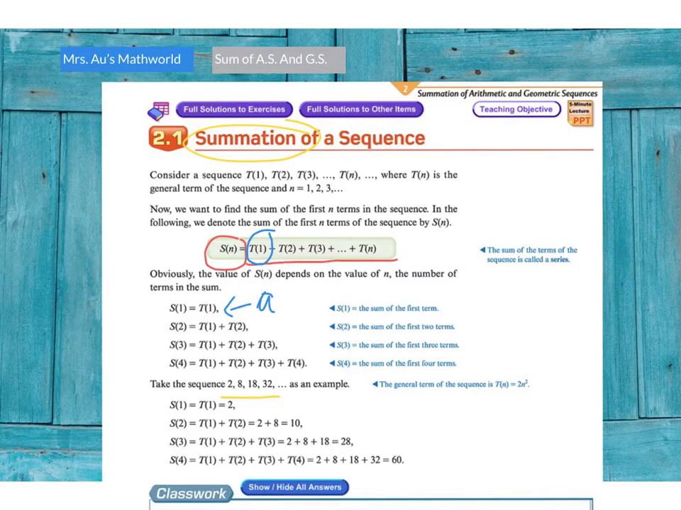S3 means adding the first three terms, that means adding 18 also. So you may choose to add 18 from S2, or you simply add all the terms again. Both are fine, it doesn't matter. Finally, S4 means you add all the four terms together, and then you can get the result to be 60.